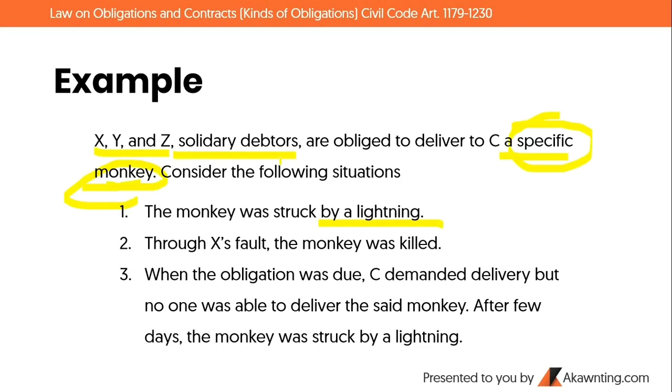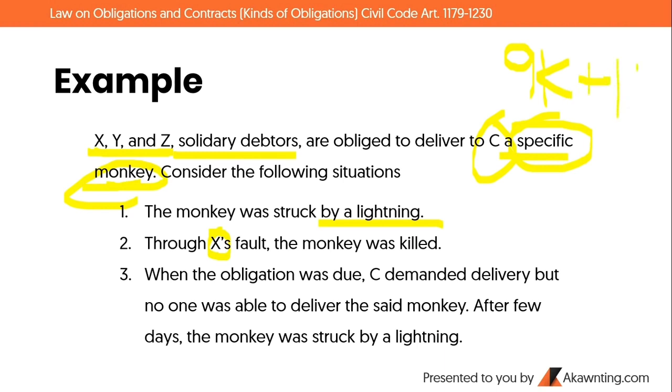Number 2, through X fault, the monkey was killed. Okay. So, ang mangyayari is, their obligation will be converted into a monetary obligation. So, magiging value of the monkey plus damages ito. Yun yung pwedeng singilin ni Z kahit kanino sa kanila kasi solidary debtor sila. Pero, pagdating sa reimbursement, ang magbabayad lang ng damages ay si X in this case. Kasi siya yung may fault. Okay ba? Ang babayaran ni Y at si Z ay yung kanilang share lang. So, for example, ang monetary value ng monkey ay 9,000.